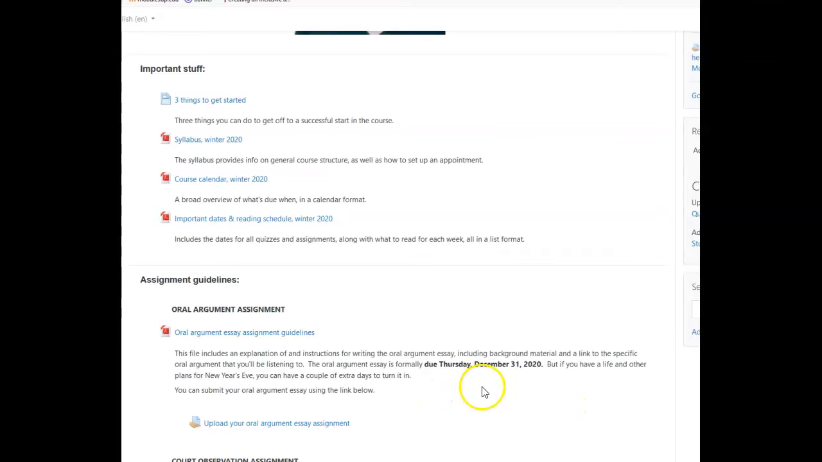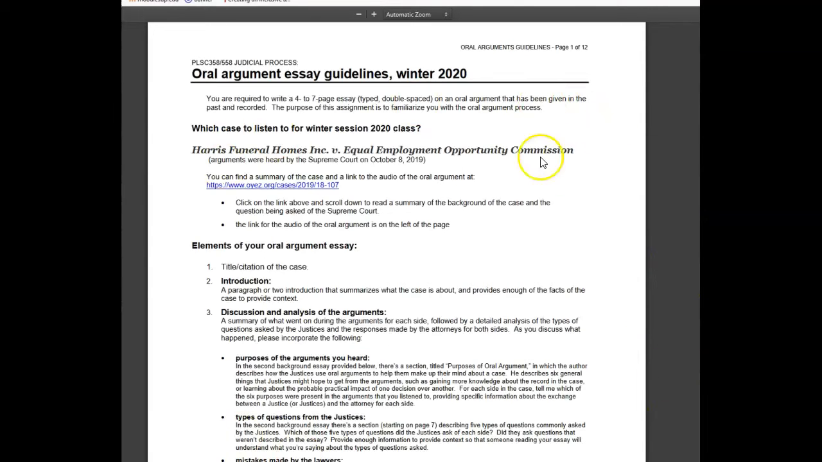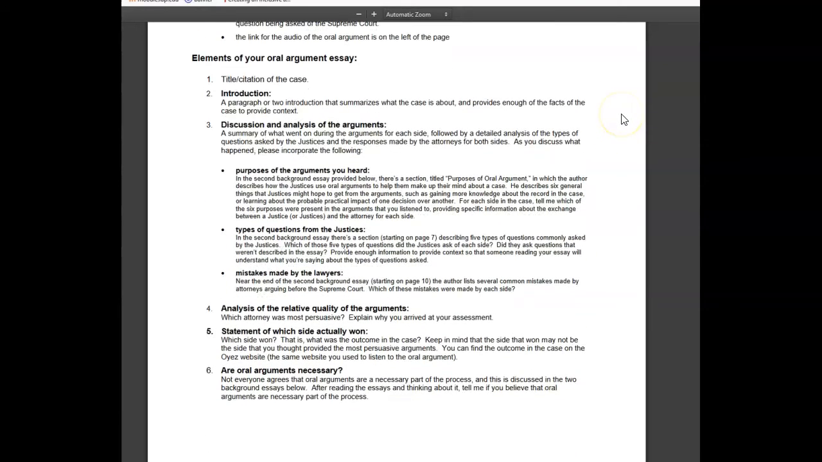So let's take a look at the actual assignment itself and what you need to do. Okay, here we are on the Moodle page. Go ahead and click on Oral Assignment Guidelines, and here you're going to see the guidelines. Now, don't get freaked out when you see that it's 12 pages, because actually just this first page are the guidelines.